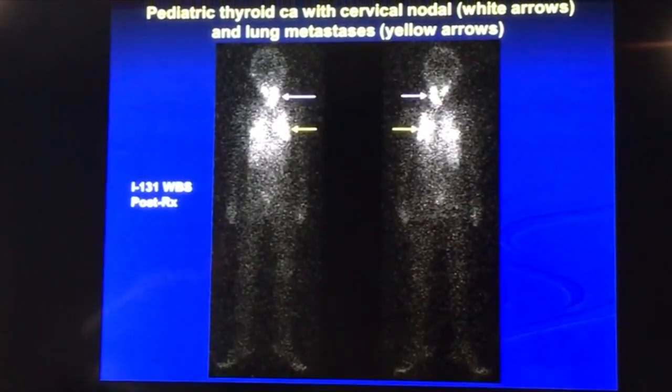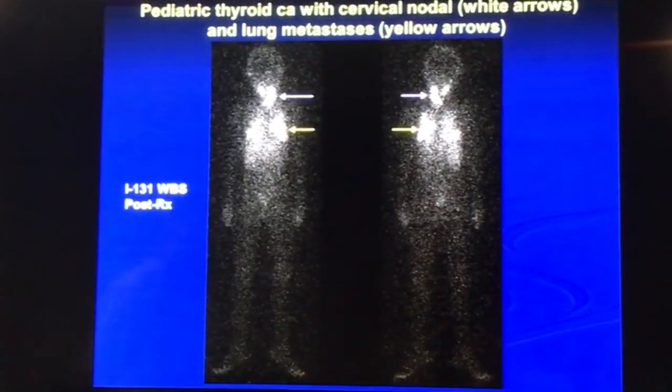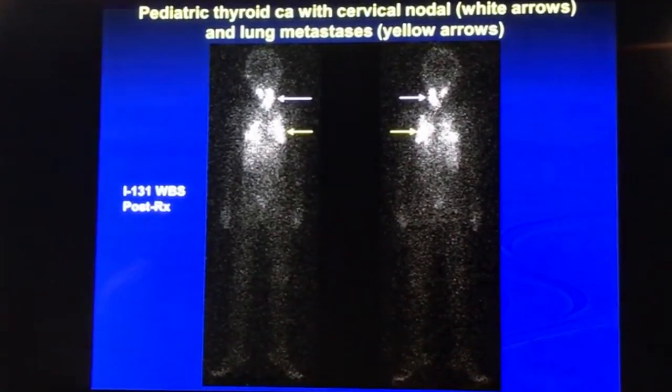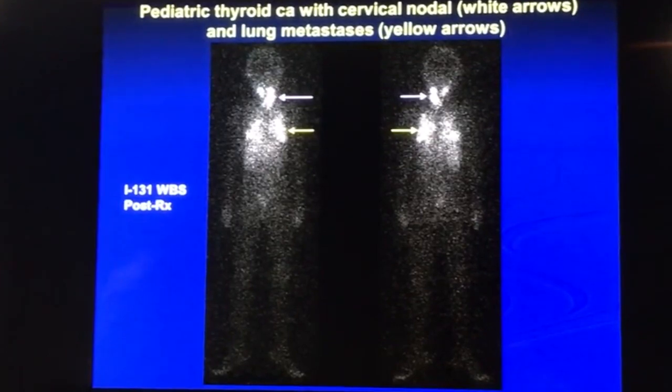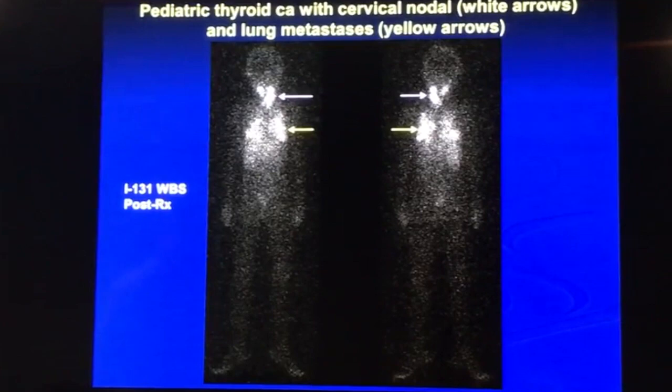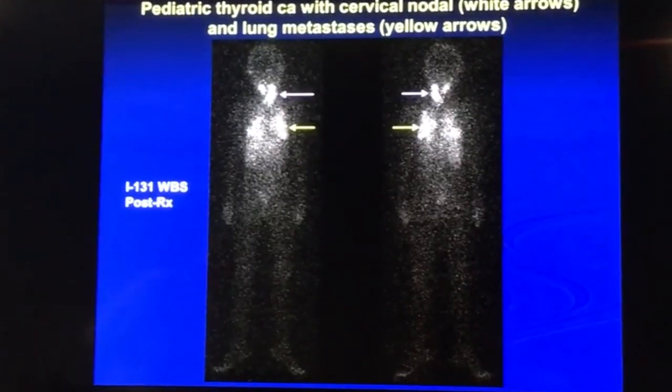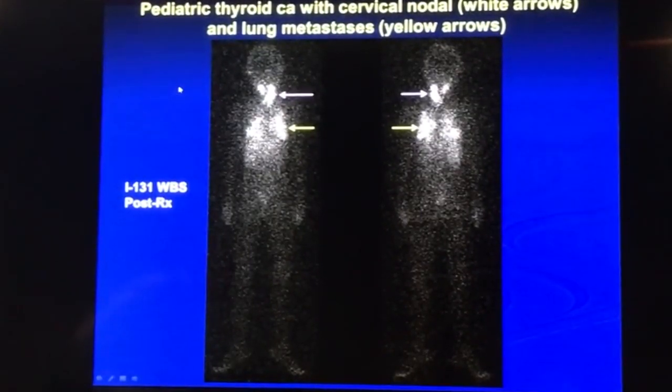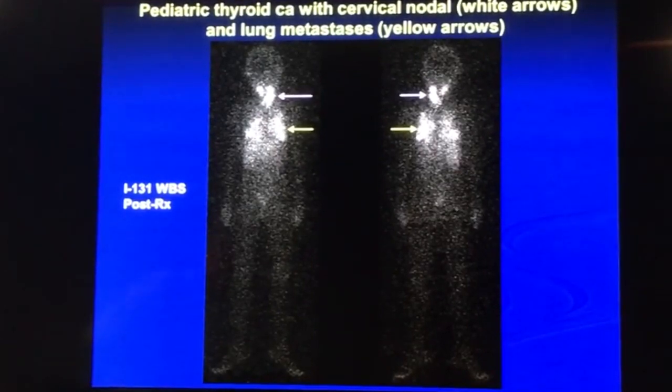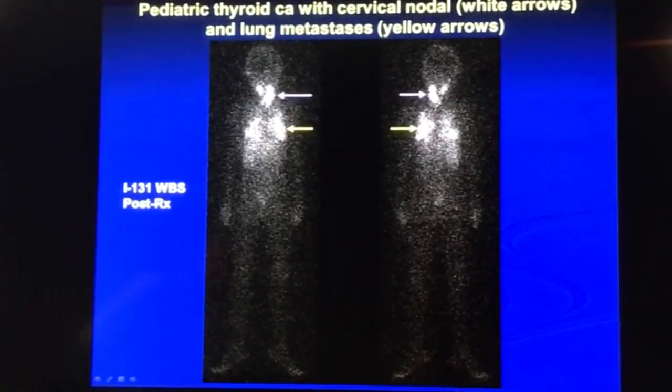The next slide is using iodine in the diagnostic realm after its use as a therapeutic agent. As I mentioned earlier, iodine-131 has both gamma emissions that allow imaging and beta emissions that allow therapy. So we have patients come back usually a week after the treatment for imaging, and here you see an unfortunate young patient who has a multifocal recurrence in the neck as well as metastases in the lungs.